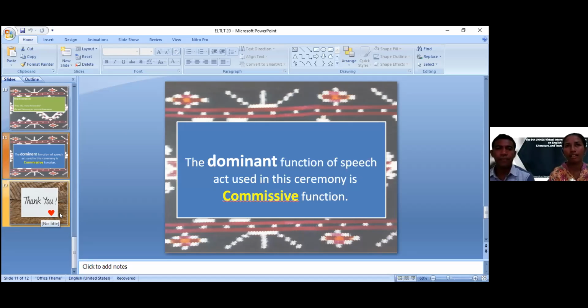used in the Natane Dale ceremony is commissive functions. We found that there are seven utterances in that ceremony used by the spokesman or the speaker in that event, while for the rest of the functions, only four or three appear in that ceremony.